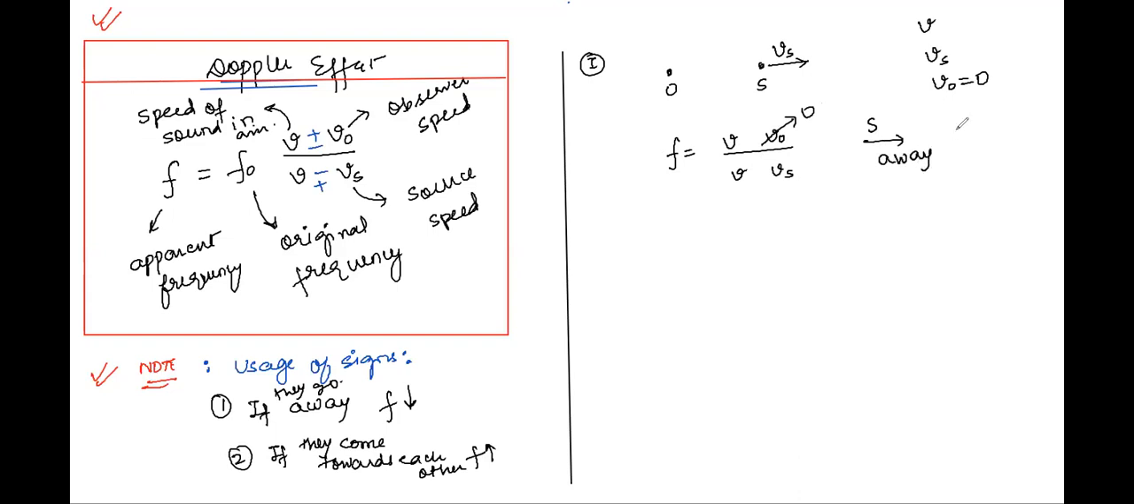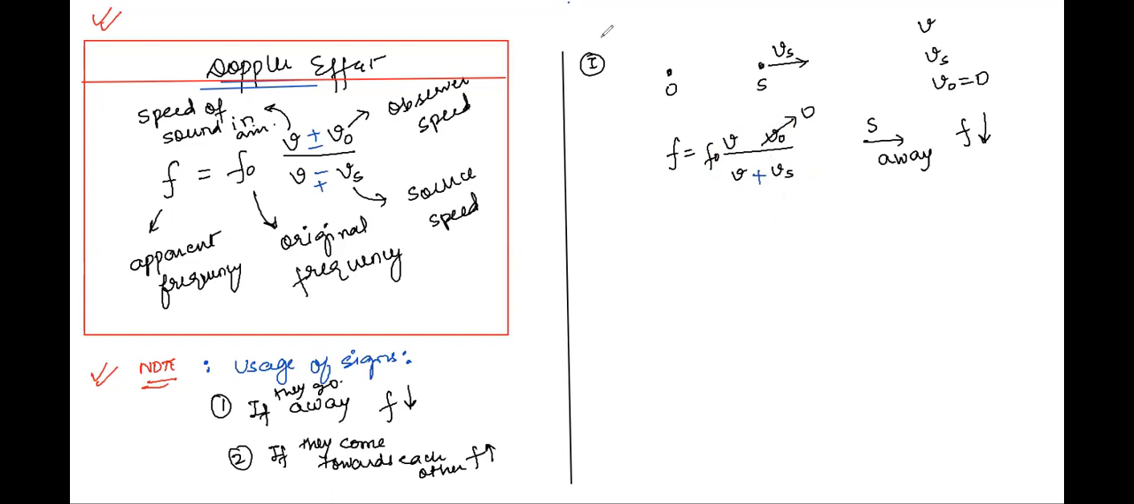Now, since the source is going away, that means what should be there? There should be a decrease or increase in the frequency? Decrease in frequency. So if the entire fraction has to come down, then the denominator should increase, right? So I'll put a plus sign here.